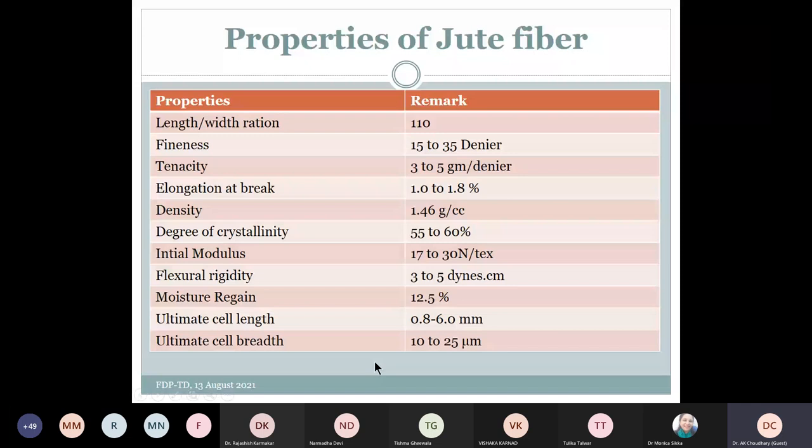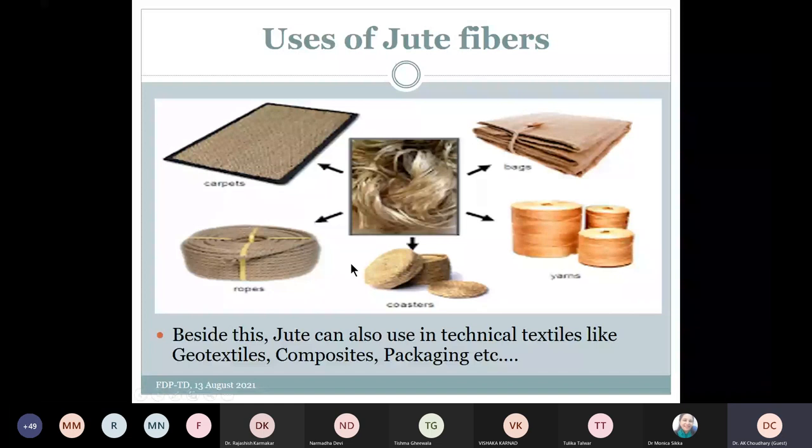And here you can see the various applications of jute fiber. This is a good example of a carpet. These are bags, gunny bags. Here are ropes, here are casters. Here are the yarns, jute yarns. So here you can see the raw jute yarn, these are the finished yarns, and this is a product made from these jute yarns.